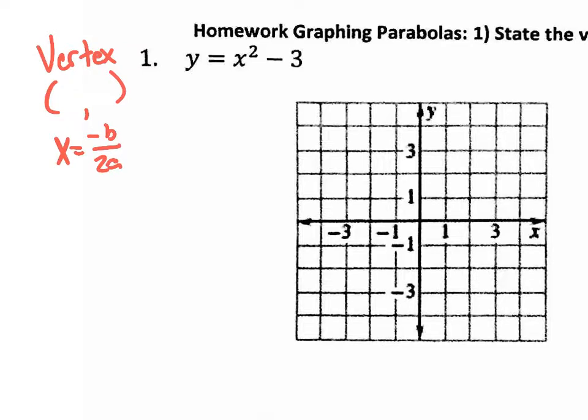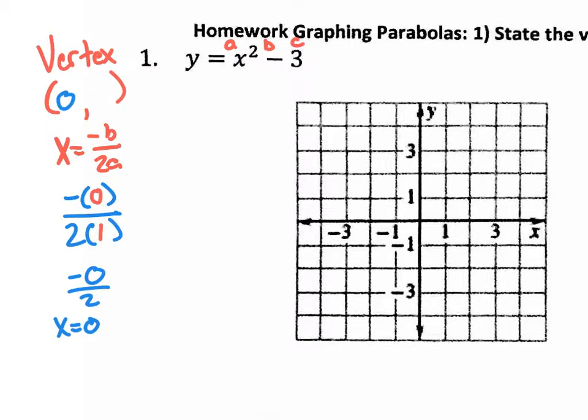And when we use the formula, we're going to plug in with parentheses -b over 2 times a. And of course, you look at your standard form equation: the a is in front of the x squared, the b is in front of the x, and there is no x. The c is the number -3 that's all by itself on the right-hand side. So there is no b value, which means that the b value is 0. So you put a 0 inside of the parentheses. And the a value is the number in front of x squared, which is a 1. So when you do this math, -0 divided by 2, that's just x equals 0. So the vertex x value is 0.